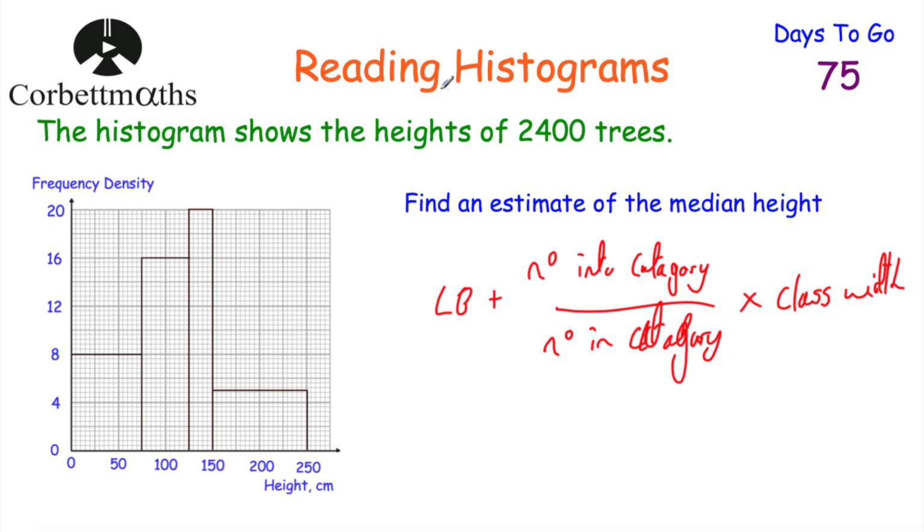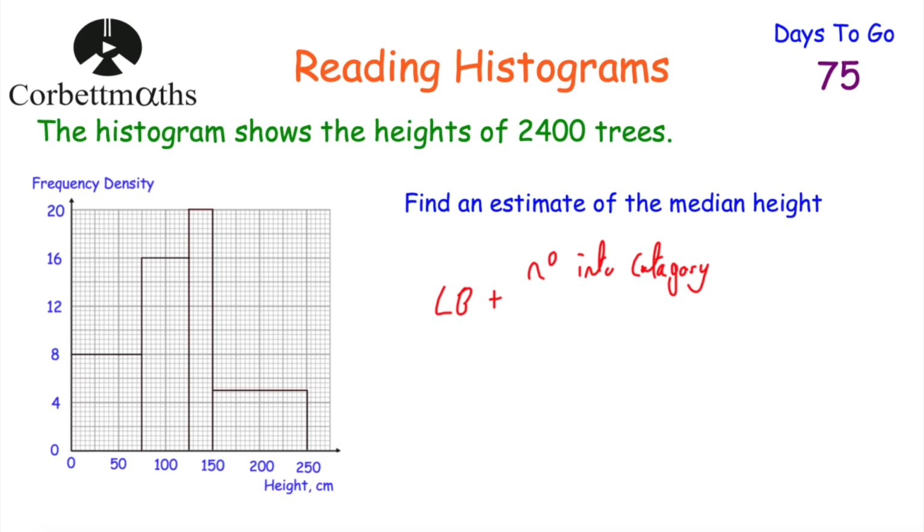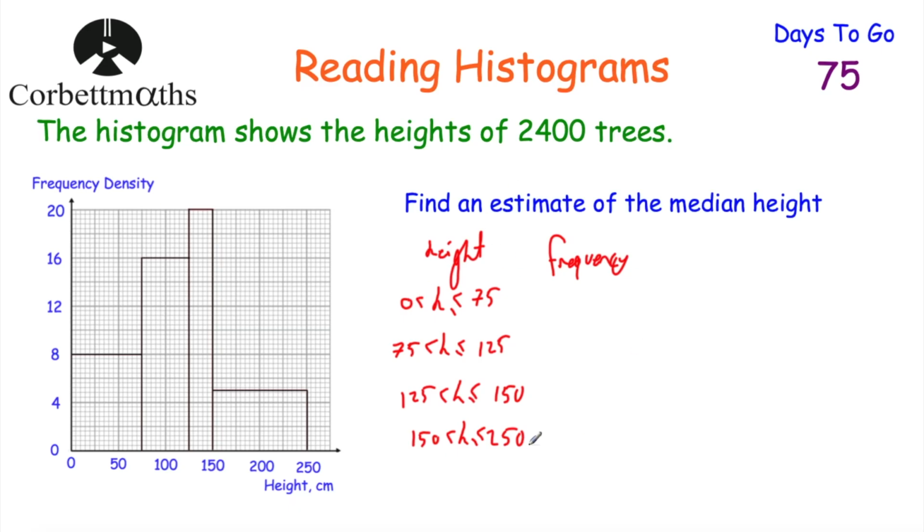Okay, so I'm going to show you how I would do this for a question like this. I'm going to get rid of that for the minute, and I'm just going to show you how I would find an estimate of the median using this histogram. I would find the frequencies for each of the categories to begin with. So I've jotted down a quick group frequency table here, where I've got from 0 to 75, from 75 to 125, from 125 to 150, and from 150 to 250.